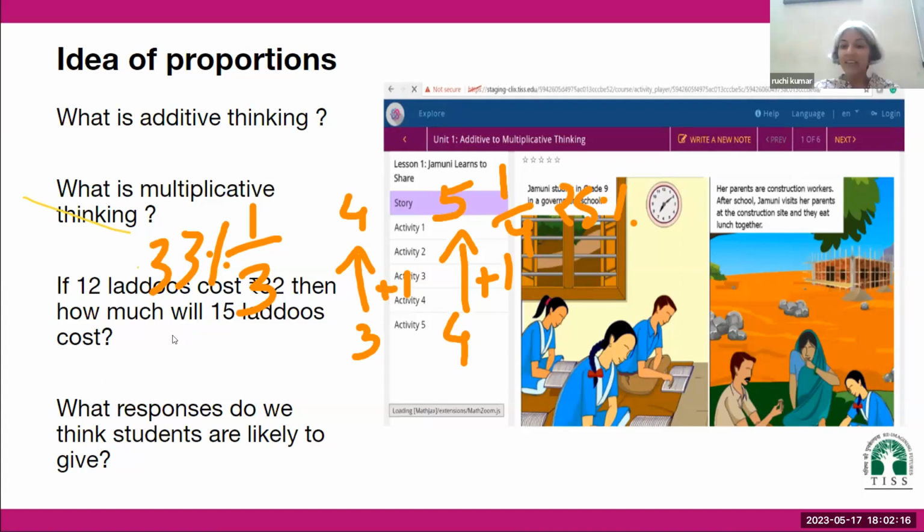I think we have this example in the course also. And I hope, Padmaja, it has clarified your doubt a little bit. I have also annotated on the slide. Can you see that? Does this clarify your doubt about additive and multiplicative thinking?